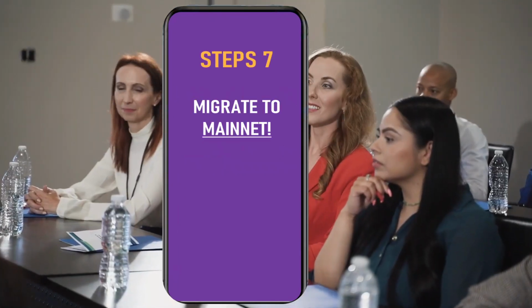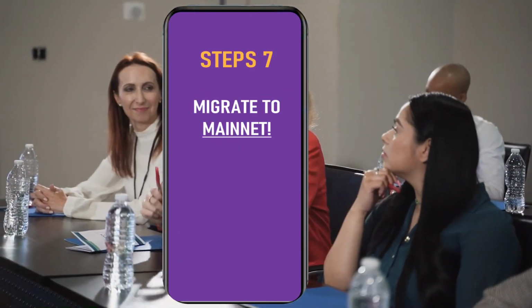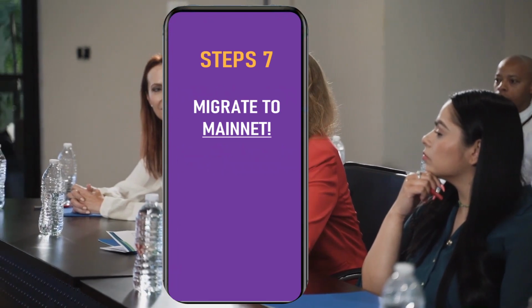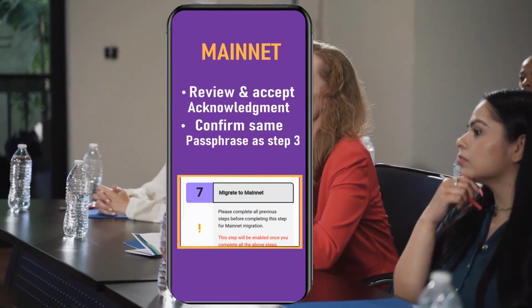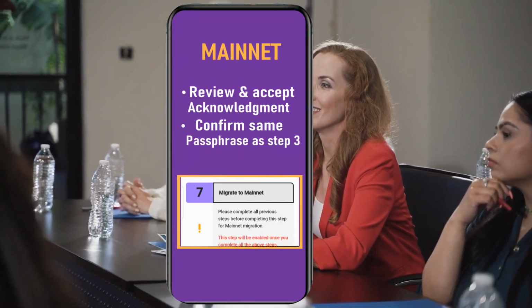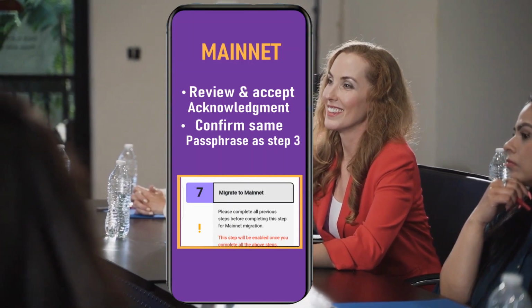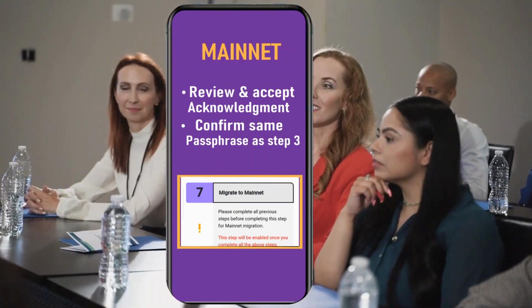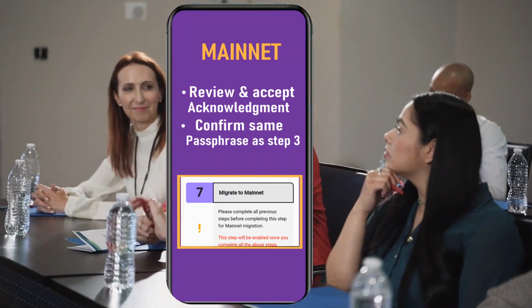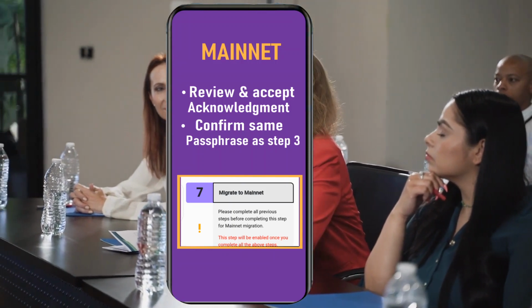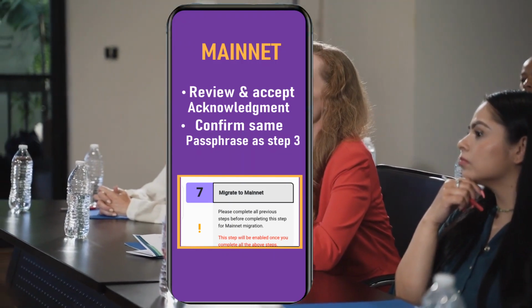Step 7. Migrate to mainnet after you must have completed all the previous steps mentioned in this video. This step allows you to queue your Pi transferable balance for mainnet migration. In step 7, you will have to go through a document and then accept the terms.